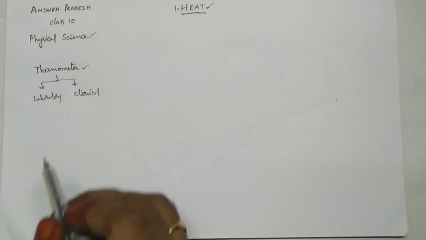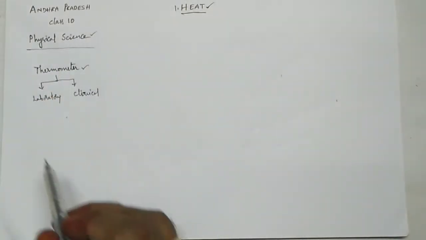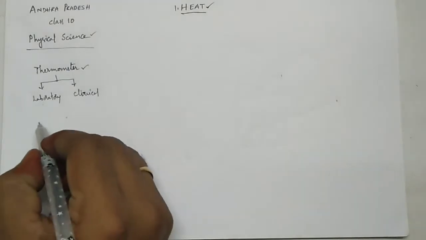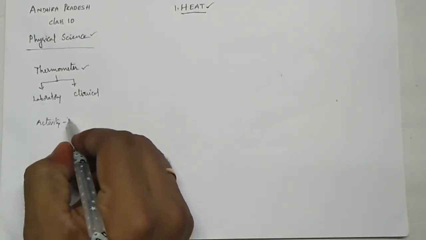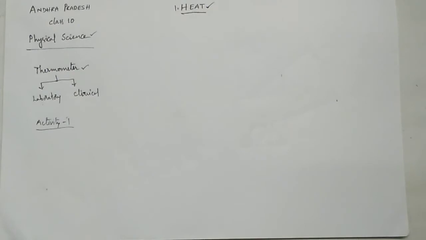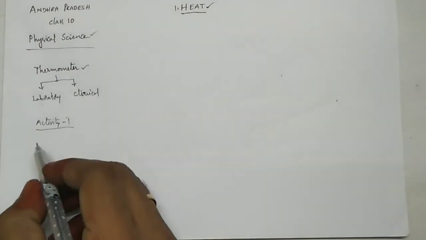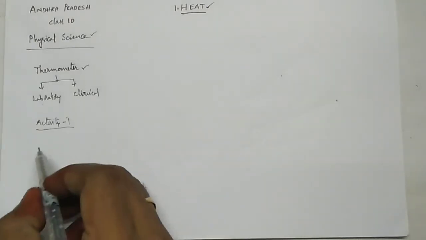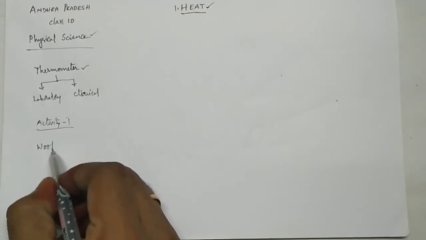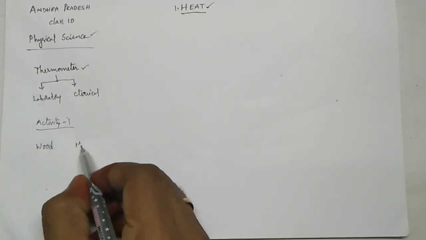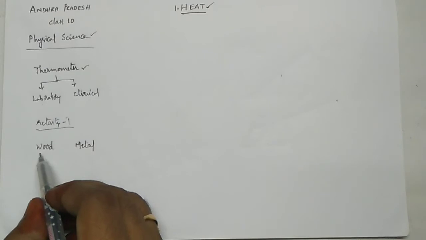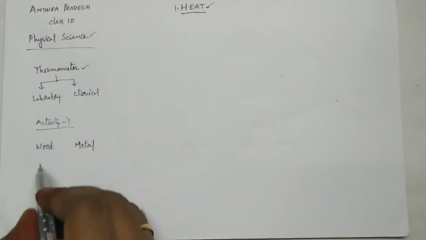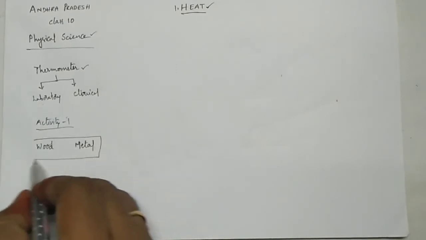Now, let us go to the lesson with an activity. Activity 1 in the textbook asks you to take two pieces of the same, identical volume and size. One is made of wood, another one is made of metal. Take both and keep them inside a refrigerator. Place them both in the fridge.